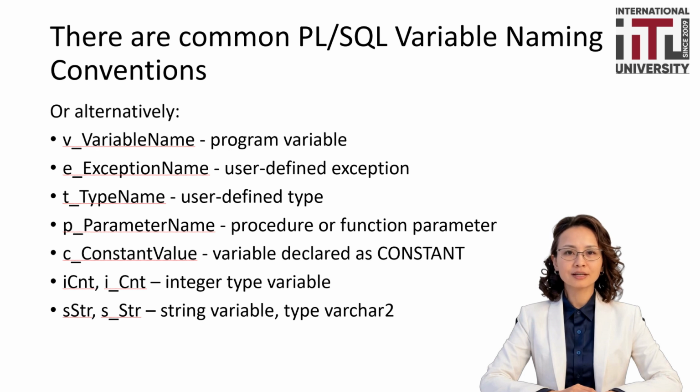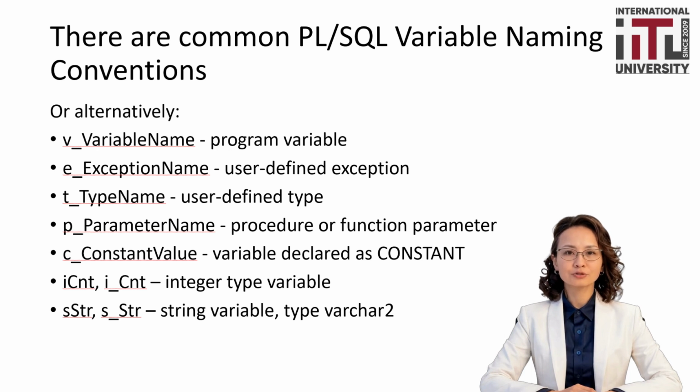Commonly, we use prefixes. For example, v is used for variables, e is used for exceptions, t is used for types, p is used for parameters, and c is used for constants. These prefixes make the code more structured and easier to follow.